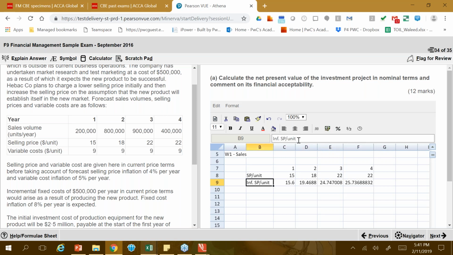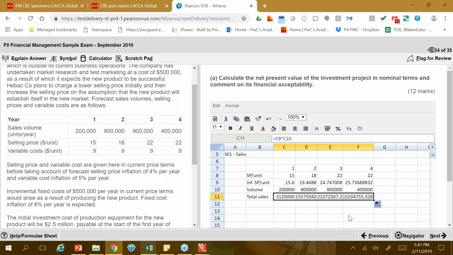Once we've got the inflated selling price, then we look at the volume. The volume given in the question is 200,000, then 800,000, then 900,000, and then 400,000. And then finally, we'll get here our total sales. And the total sales here are going to be the C9 into the C10. So C9 into the C10. And I can just drag this forward and it will fill up all my cells.